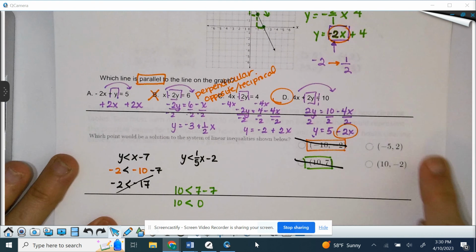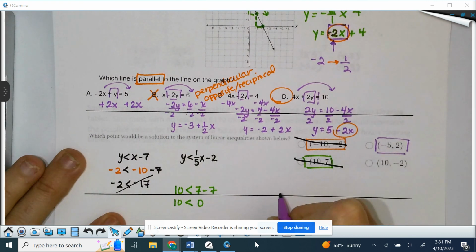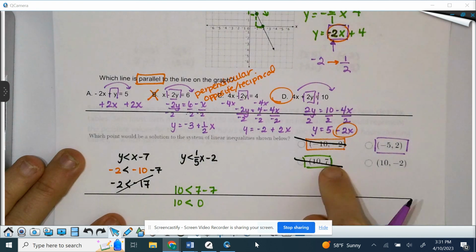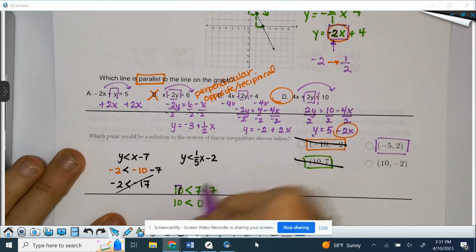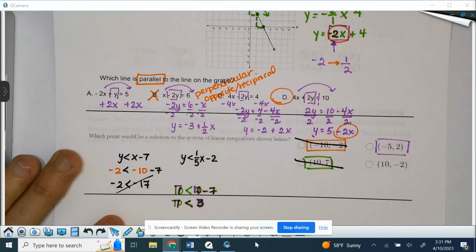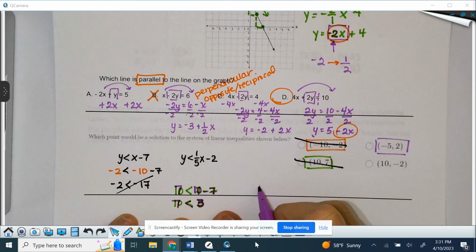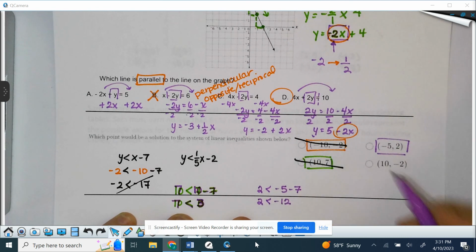Working down your next set. Negative 5, 2. I'm going to keep using the same equation. So negative 5. Ooh! Mine's wrong. I did that wrong. Our y value is 7. Our x value is 10. 10 minus 7 is still 3, though. 7 is still not less than 3. Now going back. So 2 less than negative 5 minus 7 is 2 less than negative 12. In that case, nope, no good.